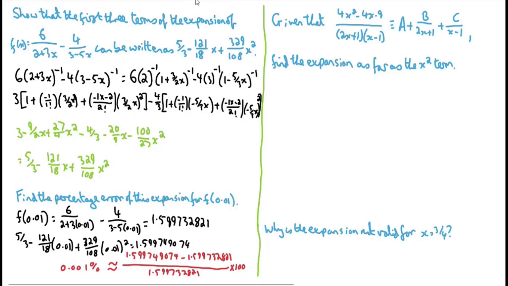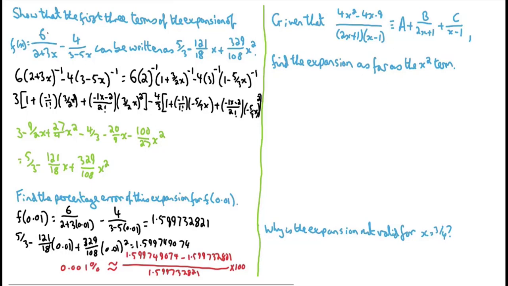So given that 4x squared minus 4x minus 9 all over, first bracket 2x plus 1, and then another bracket x minus 1, given that that is mathematically the same as a plus b over 2x plus 1 plus c over x minus 1, where a, b, and c are going to be constants to be found, find an expression as far as the x squared term, or the expansion as far as the x squared term.